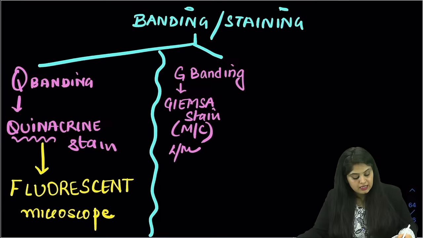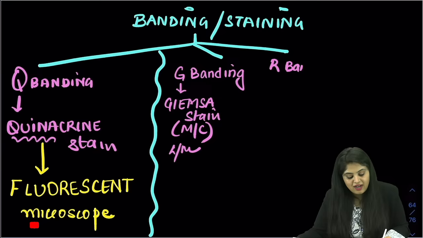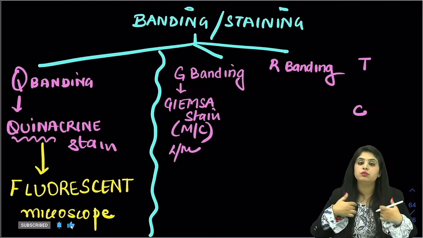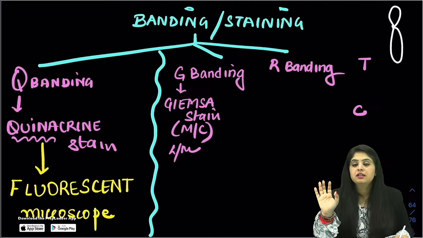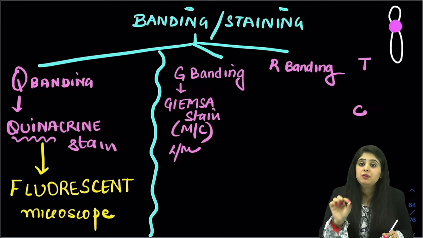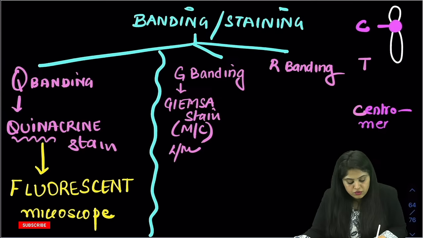After that, there is something called R banding. Then you have heard of T banding and C banding, which is what you are asking me. You say, I am not interested in looking at this entire chromosome. I just want to look at the centromere. Whatever disease I am dealing with has a problem in the centromere. So which banding will you do? You will do centromere banding.